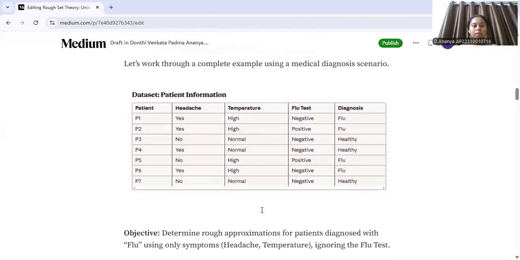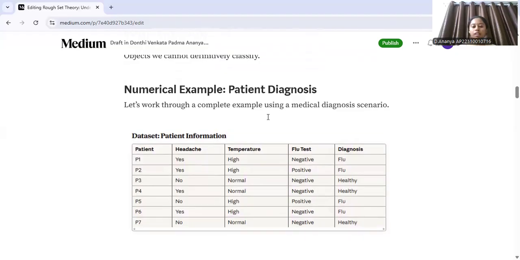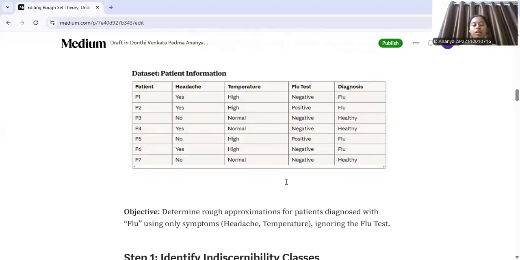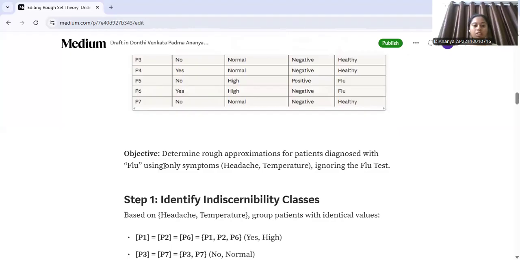I have given an example for it. Here is the dataset: patient ID, and the attributes are headache, temperature, flu test, and diagnosis. In this example, we will ignore the flu test, as we will identify using headache and temperature, which are the true attributes, and predict the diagnosis. Objective: determine rough approximations for patients diagnosed with the flu using only symptoms, headache and temperature, ignoring the flu test.